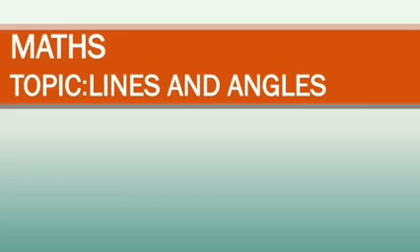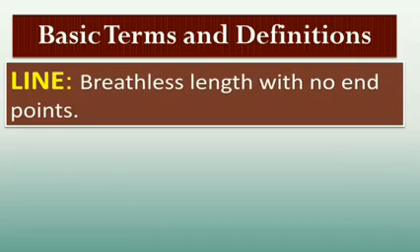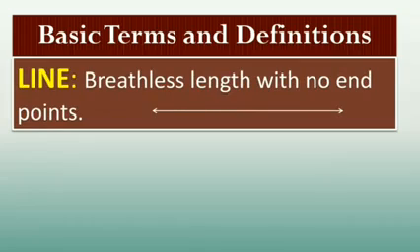Now in this video, we are going to learn basic terms and definitions of lines and angles of Standard 9. The first one is line. A line is a breadthless length with no endpoints. As you can see, two arrows at the end of the line. This tells that it goes on and on in both the directions.